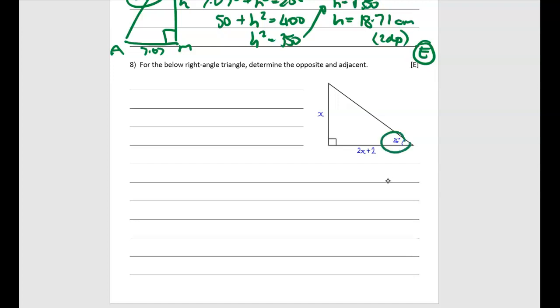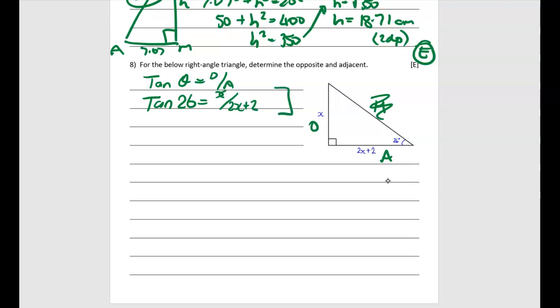First step, we have an angle, so it probably means we're going to be using trigonometry. So we'll label the sides hypotenuse, opposite, adjacent. Not interested in the hypotenuse. So OA is tan. So tan angle equals O over A. We then substitute. Tan 26 was equal to x over 2x plus 2. And from here, it's just solving. So we've formed an equation.